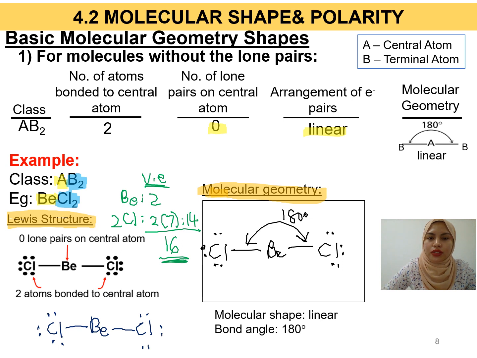Okay, so what Miss highlighted in orange is what you must state when the question asks about the shape of a molecule. You really need to know how to draw the Lewis structure. Then draw the molecular geometry. Then state the molecular shape and then the bond angle. So these are the 4 things that you need to include when the question asks for the molecular geometry shape of a given molecule. Okay, so that you can get full marks.